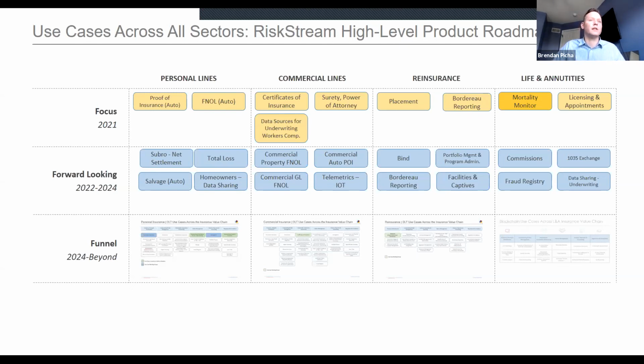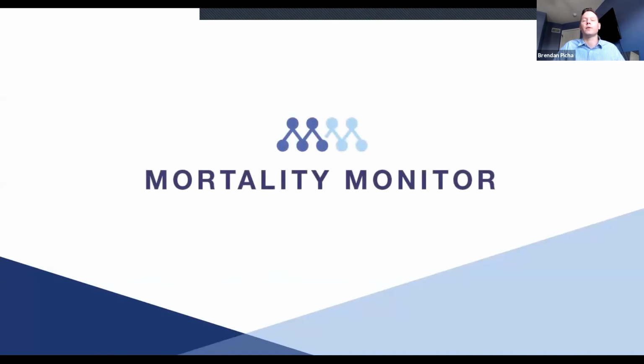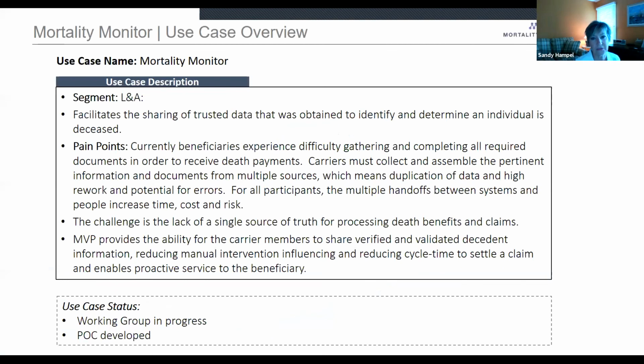And I think at this point, I'm going to hand it over to Sandy to talk about Mortality Monitor. Thank you, Brendan. So when we evaluated this use case, we began by looking at the pain points and the problems that the industry was facing. And we took the approach of just trying to ask that simple question of how can we make the claims process easier for the beneficiary and more efficient for the carrier.